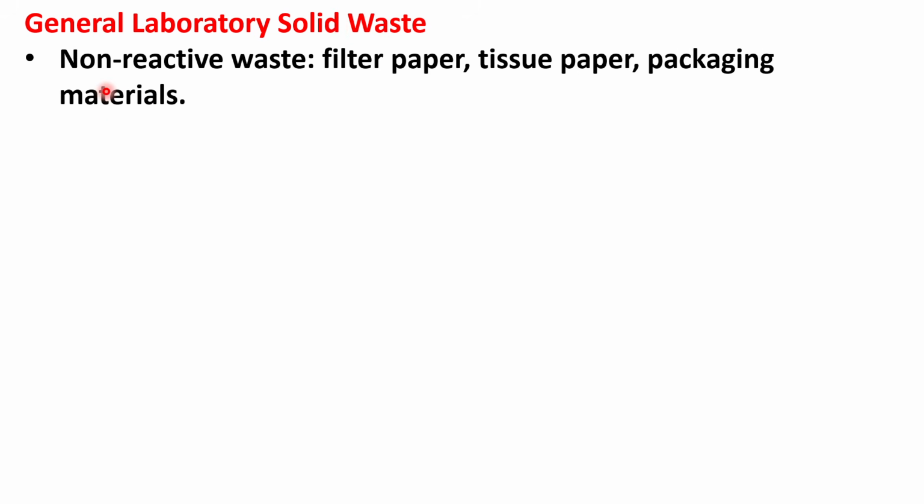Another category of chemical waste is general laboratory solid waste. These include non-reactive waste, filter paper, and tissue paper. These are materials which you use for cleaning up your working bench. Let's suppose you have liquid spillages and you'd like to clean them up using filter paper, or rather tissue paper. You can also use wasters, cloth. They are all general laboratory solid waste.